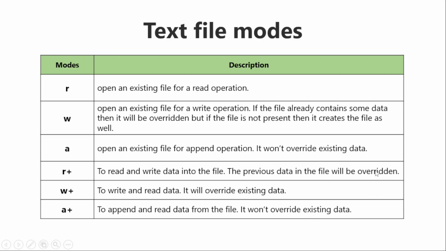r+ is used to read and write data into the file. The previous data in the file will be overwritten. So whenever you use read and write on the file, the previous data in the file will be overwritten. Now let us have an example.